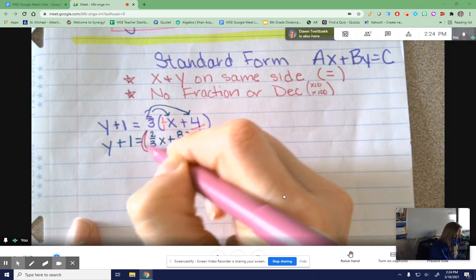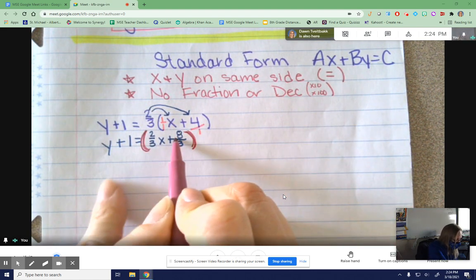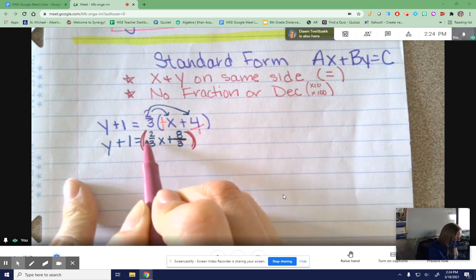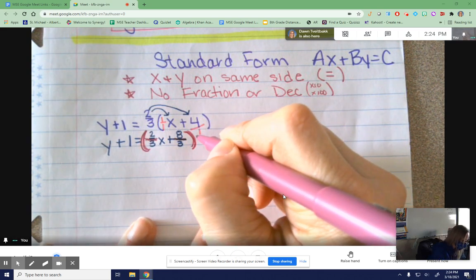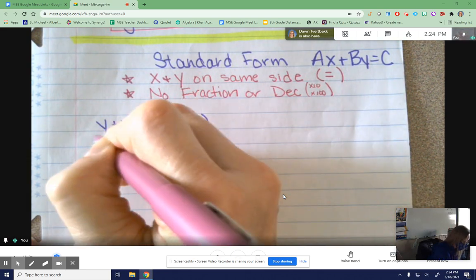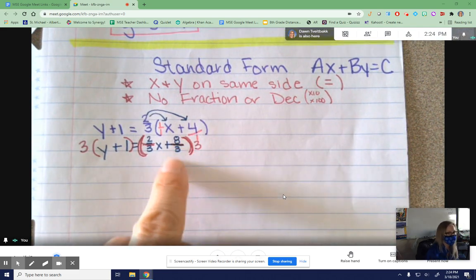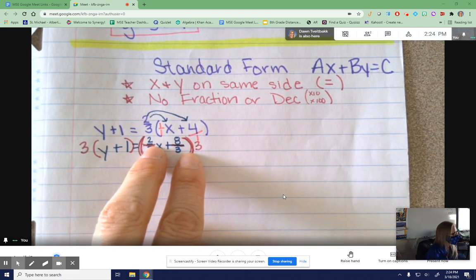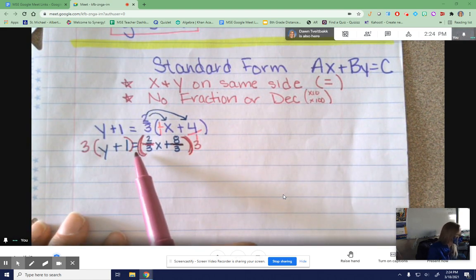Now, the reason why I multiply by the denominator, if you're looking for a reason, what does this mean right here when you see a fraction bar? Mathematically, divide. And the opposite of divide is multiply, that's why we multiply. So I'm going to multiply by 3. Now, the reason why I multiply this side by 3 is to get rid of these 3's. The reason why I multiply this side by 3 is because I have to keep everything equal.